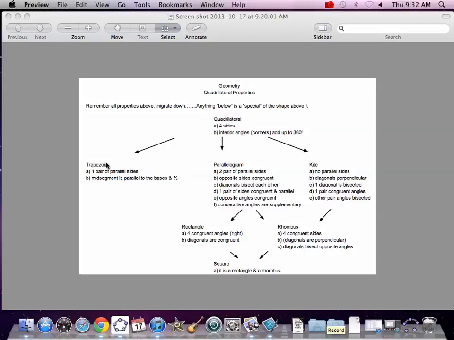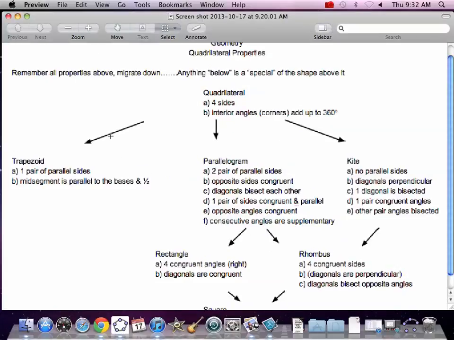All right, let's go after a trapezoid now. So if we zoom down on the properties, a trapezoid has one pair of parallel sides, and this other property that the mid-segment is parallel to the bases and 1/2 the size of the bases. We're going to construct it based on one pair of parallel sides. It's all we have to make, one set of railroad tracks.